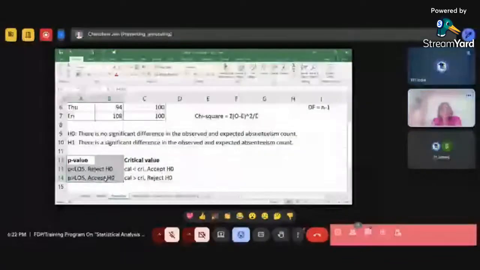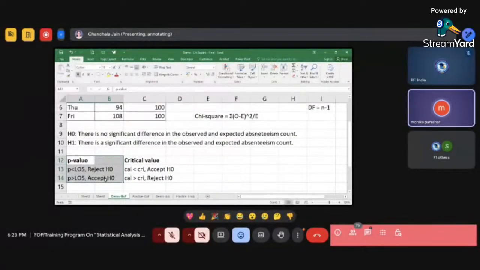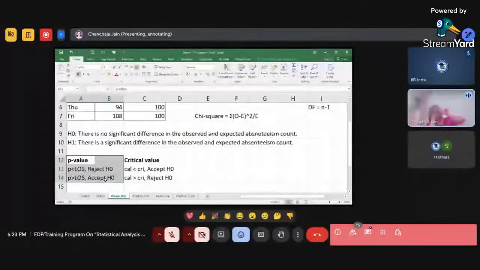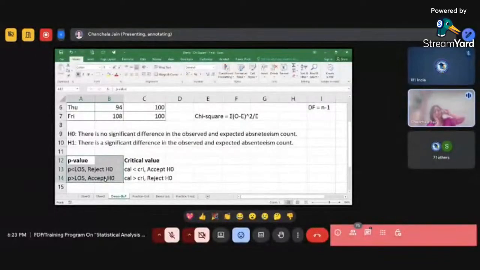Ma'am, how to find LOS, means level of significance? Ma'am, this is decided by the researcher. It depends on what your risk level is. Up to what level can you take the risk? Generally, the most used are 5%, 1% and 10%. But it depends upon the discipline you are working in.